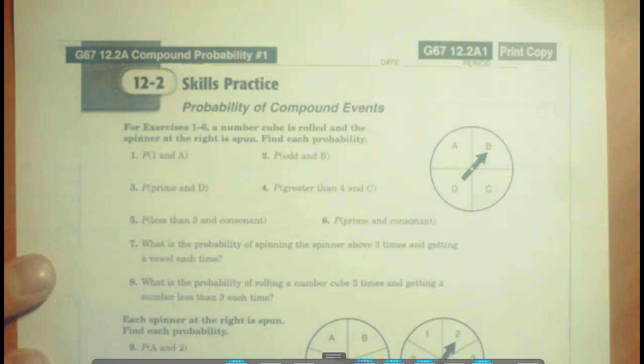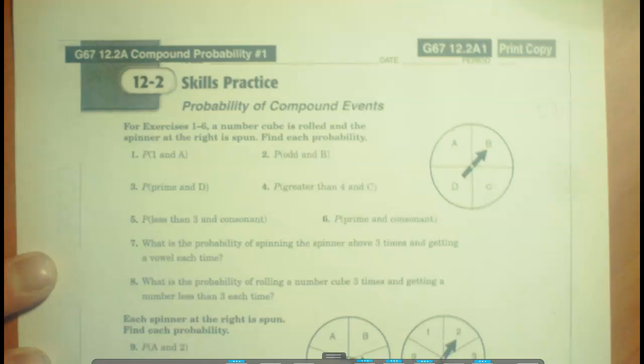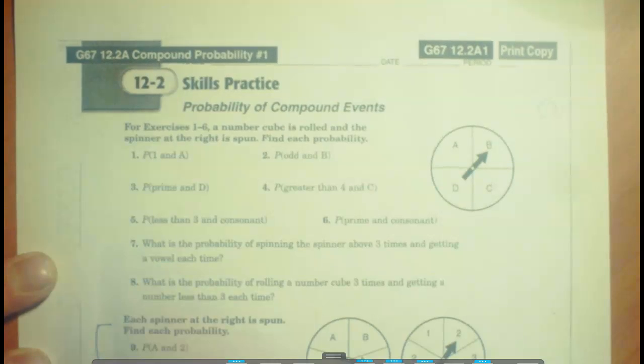Hey, this is a tutorial on G67 12.2A1. We are doing compound probability. I think the compound stuff starts right about down here. This is more review, I believe, of the old one. So what's the probability of getting an A and a 2?